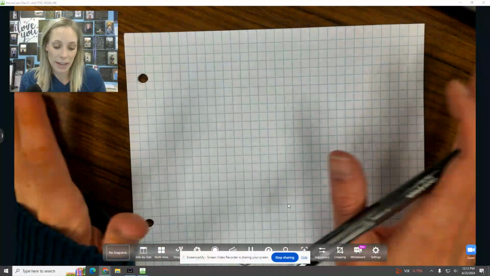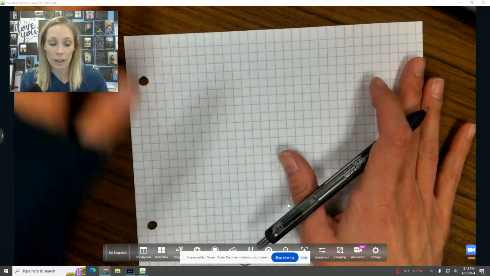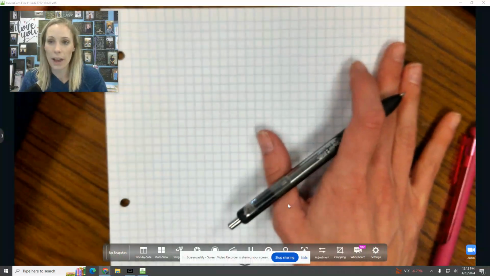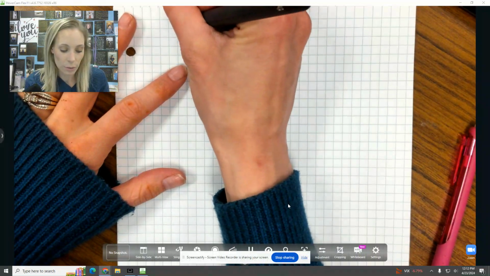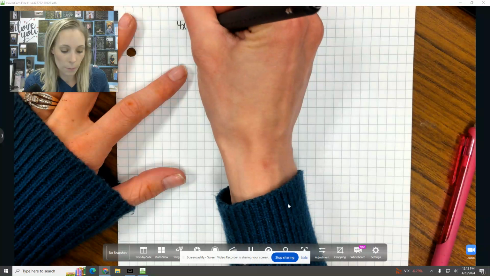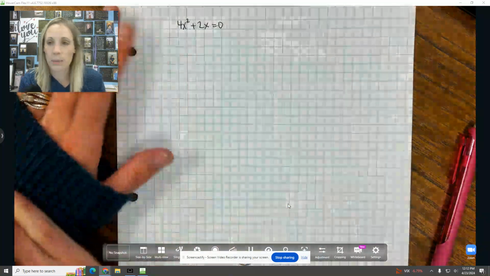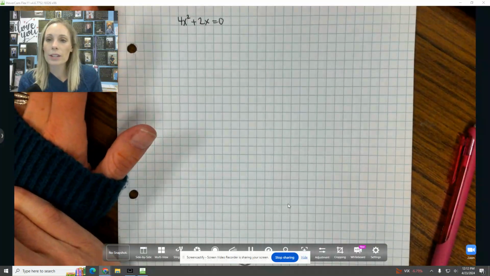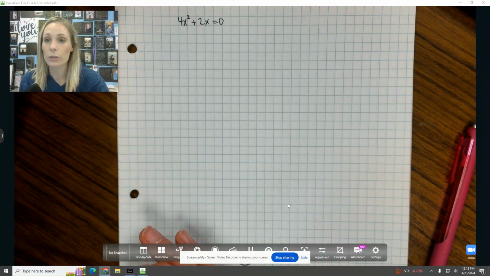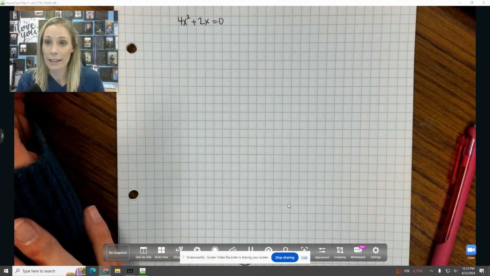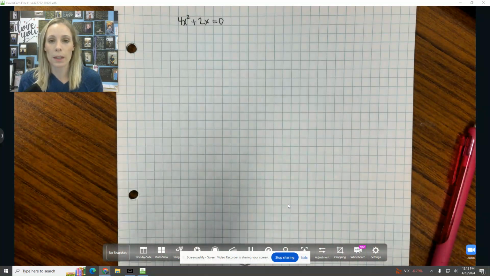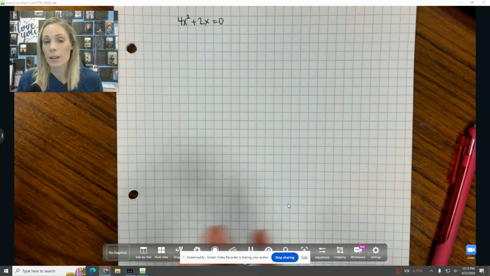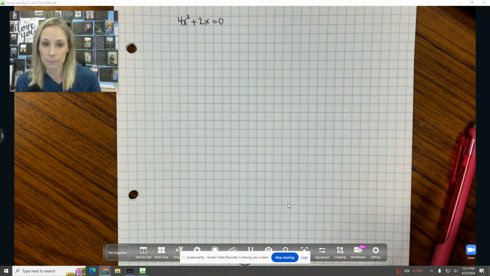And before we get down to factoring with trig functions, I want us to factor just a normal function here. So let's say that I asked you to solve that equation right there. When I ask you to solve this equation, what I'm asking you to do is find the values of x that make this true. So what values of x in 4x squared plus 2x makes the whole equation equal 0?